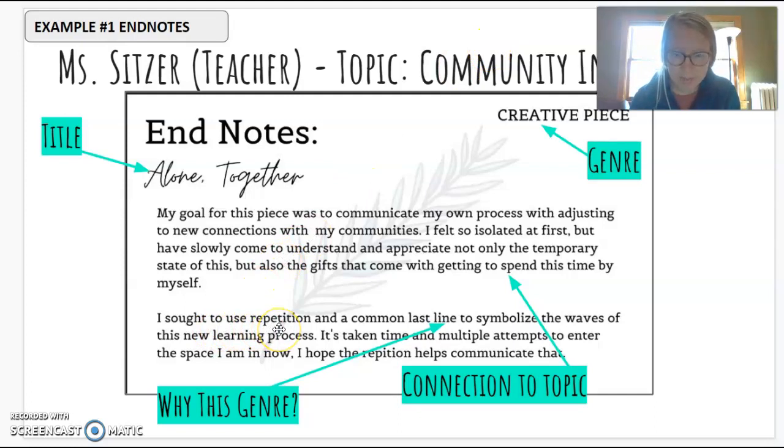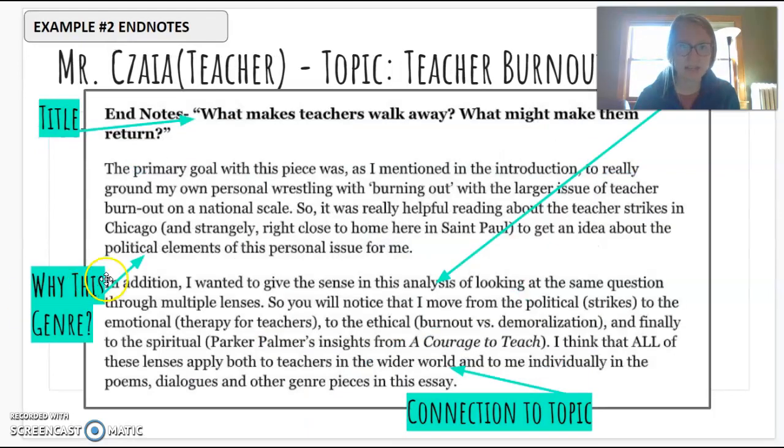I sought to use repetition and a common last line to symbolize the waves of this new learning process. It's taken time and multiple attempts to enter the space I am in now. I hope the repetition helps communicate that. So why this genre? How did she communicate this theme? Through repetition and a common last line. Let's look at Mr. Zayas.